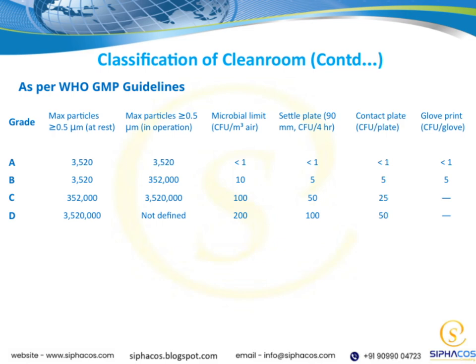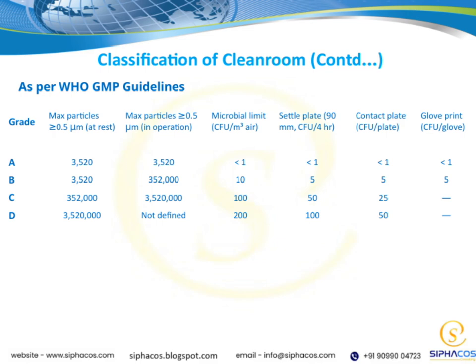Finally, grade D allows even higher particle counts, up to 3.52 million at rest, with no defined limit during operation. The microbial limit is 200 CFU per cubic meter, and settle and contact plates have limits of 150 CFU respectively. Again, no data is given for glove prints.